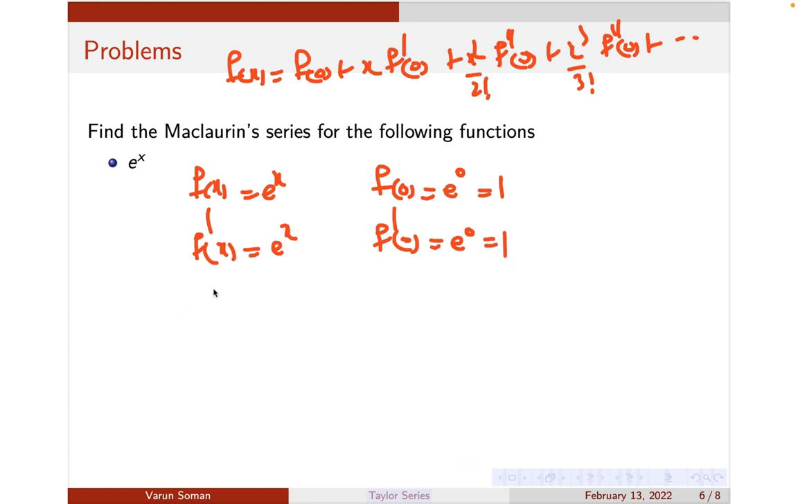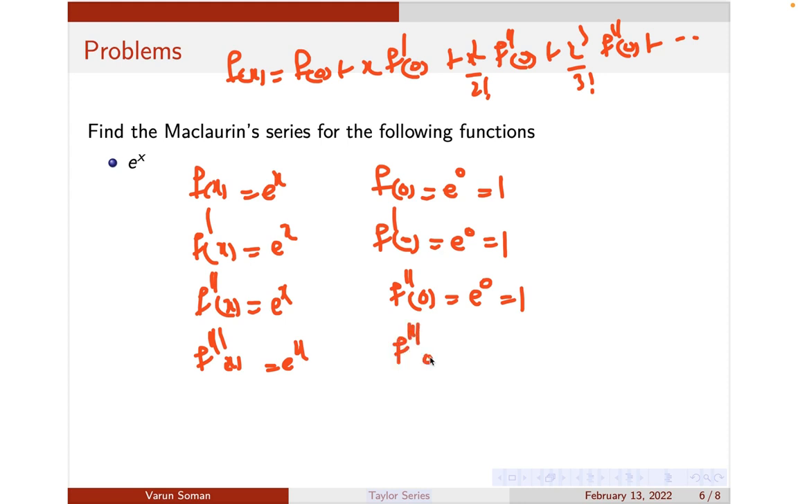Okay, similarly my next substitution would be f double dash of 0. For that I need to find f double dash of x. F double dash of x is e raised to x. What is f double dash of 0? F double dash of 0 is e raised to 0, which is again 1. Similarly, what is f triple dash of x? It is again e raised to x. So what is f triple dash of 0? It is again e raised to 0, which is 1.